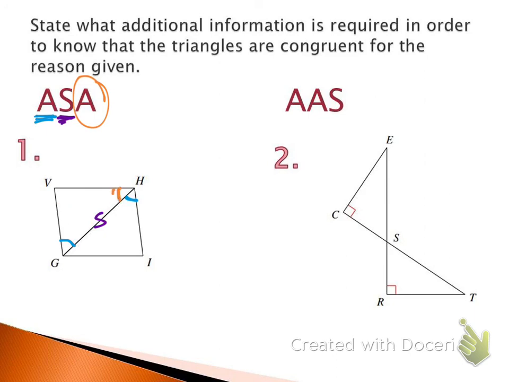So it would have to be this angle, yes? Okay, so how would I name this angle? Can I call it angle H? I cannot. What would I name it? Angle VHG. And if I wanted angle, side, angle, on the other side I have an angle, a side. What would be my other angle? HGI.